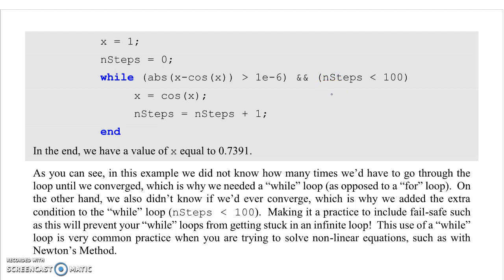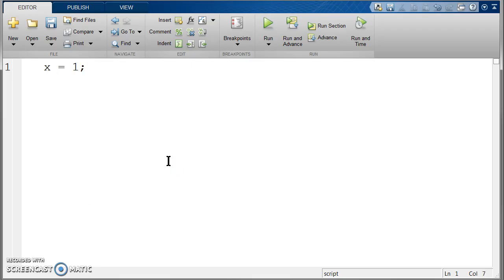So let's take a look at that script in action in Matlab. In this script, the first thing I'm going to do is type in my initial guess. Then I'm going to type n steps equals 0. So that's initializing my while loop. And I say while. After I type the word while, you notice that this word turns blue. What that means is it's a special word in Matlab, so I can't use it as a normal variable name.